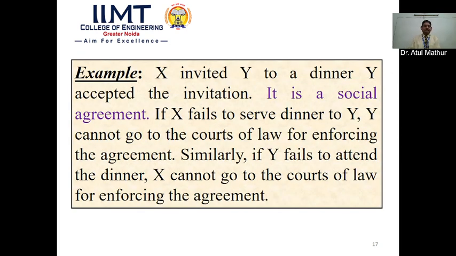Example: X invited Y to a dinner. Y accepted the invitation. It is a social agreement. If X failed to serve dinner to Y, Y cannot go to the court of law for enforcing the agreement. Similarly, if Y fails to attend the dinner, X cannot go to the court of law for enforcing the agreement.